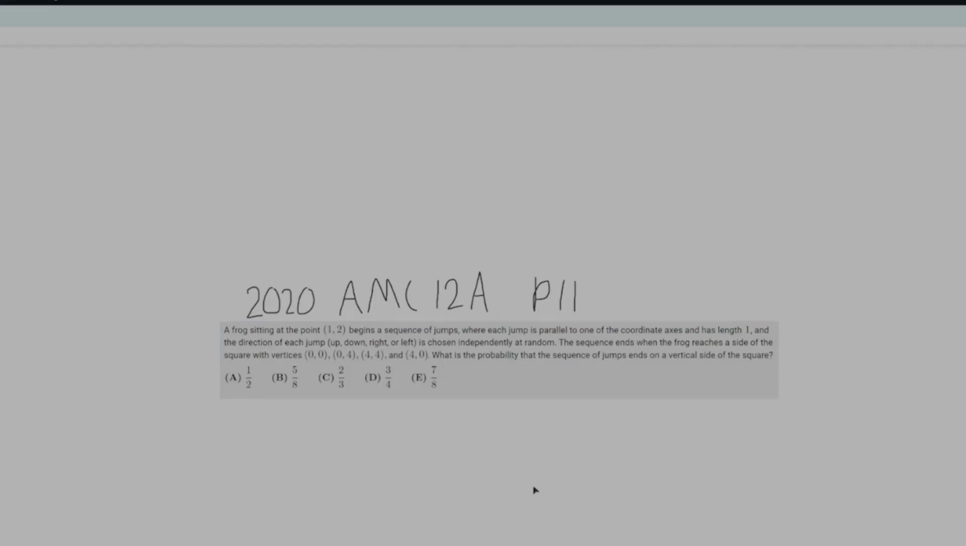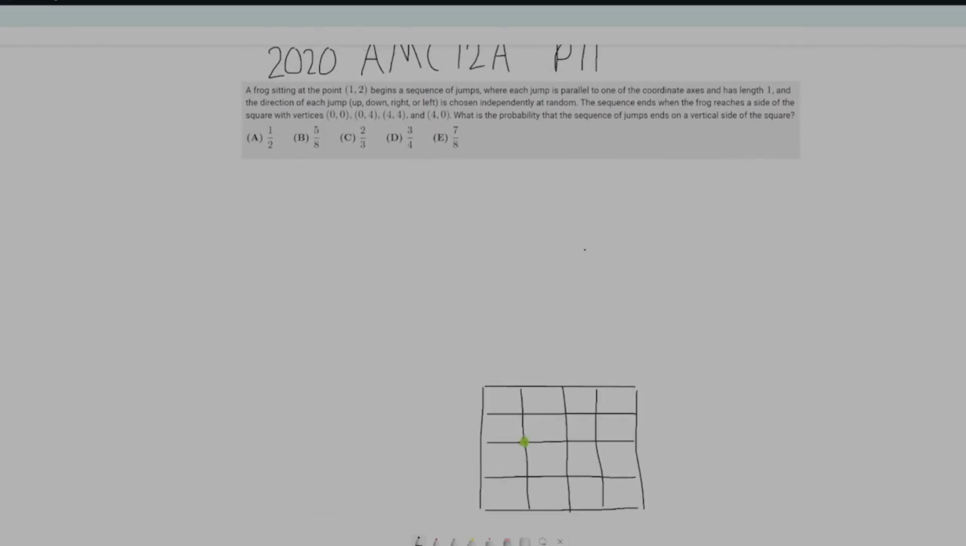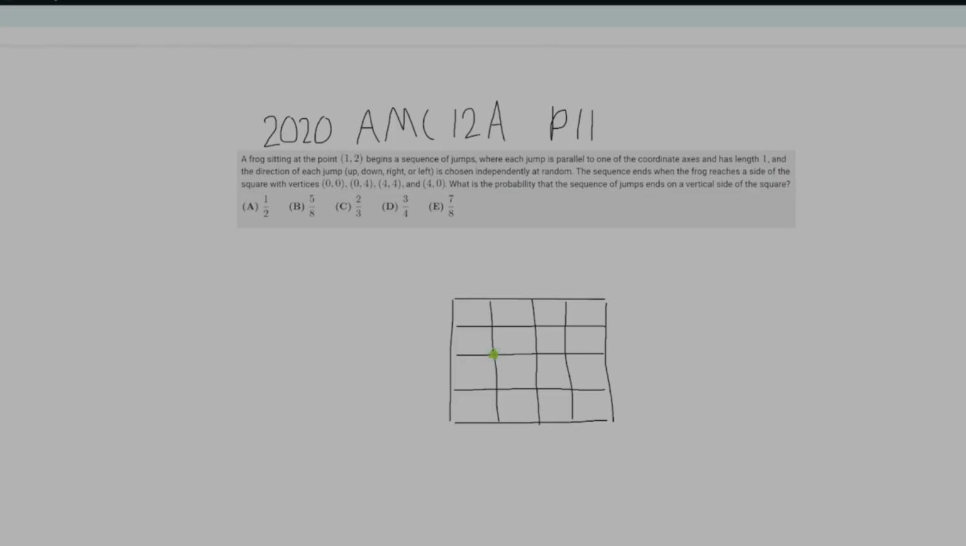Okay, I want you guys to try to solve this first before I solve it. You can pause the video if you want. I'm going to start solving. Okay, so I've drawn a little diagram right here. Here, let me just move it up so we can solve the problem. So this is the frog, and this is (0, 0), and this is (4, 4).